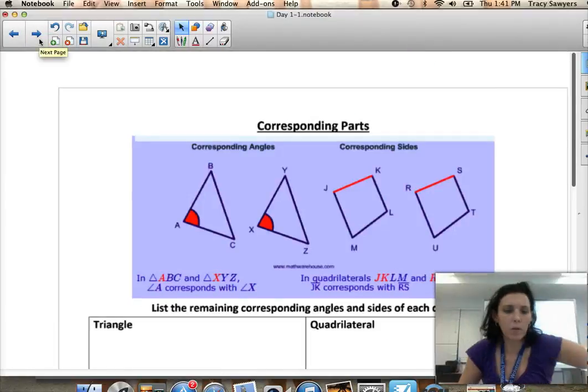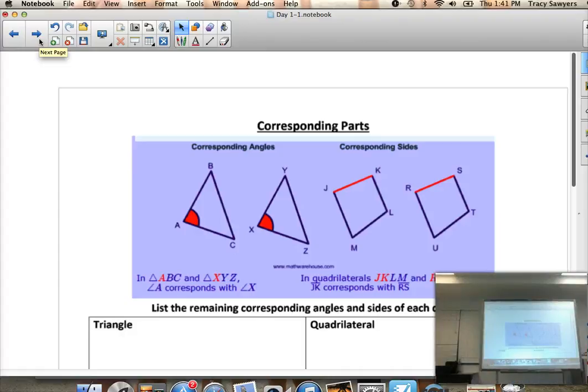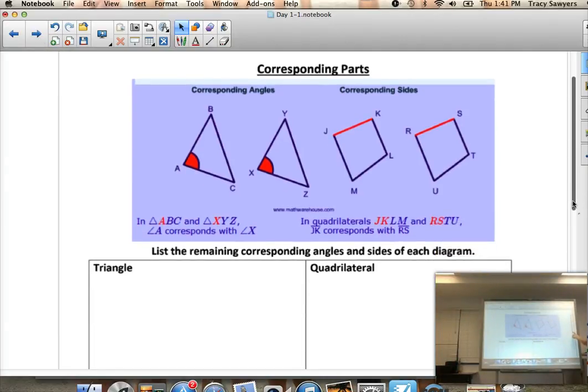Okay, so if you flip the page, we need to talk about corresponding parts of triangles. Okay, so if you notice in these pictures, I have triangle ABC and triangle XYZ. The important thing when we're talking about corresponding parts is that the order matters, okay? So A corresponds to X.